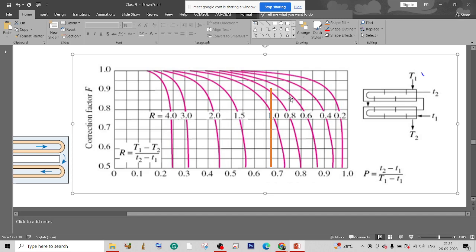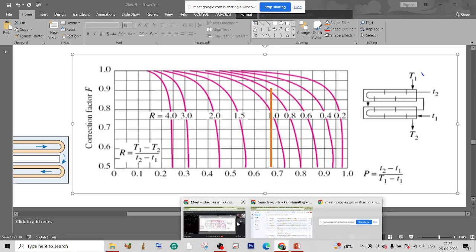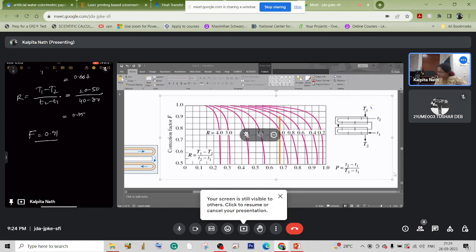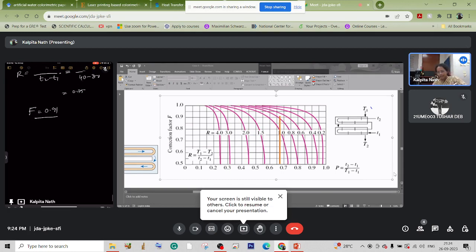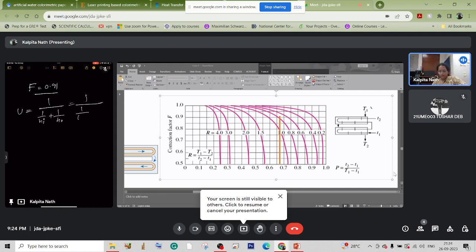Now, this comes out to be 0.91. Then again, for the case of no fouling, the overall heat transfer coefficient is U is equal to 1 upon Hi plus 1 upon Ho. So this is 1 upon 160 plus 1 upon 25. So this will come out to be 21.622 watt per meter square Kelvin.